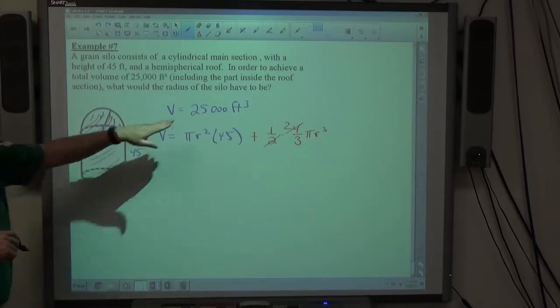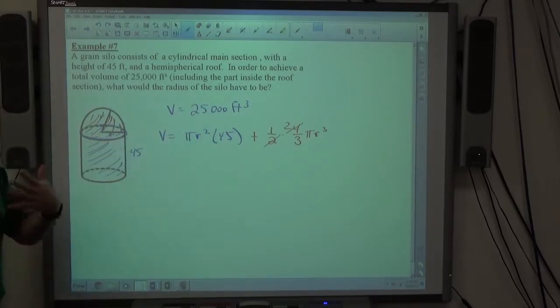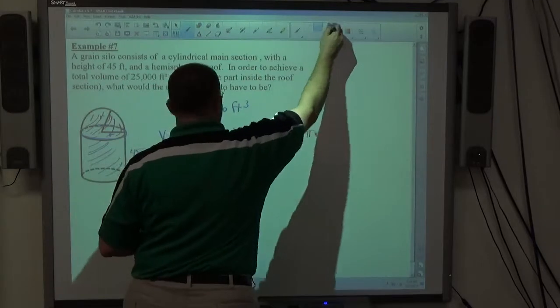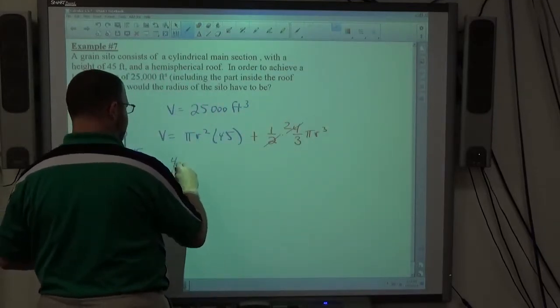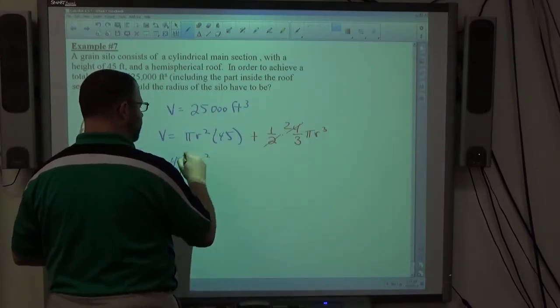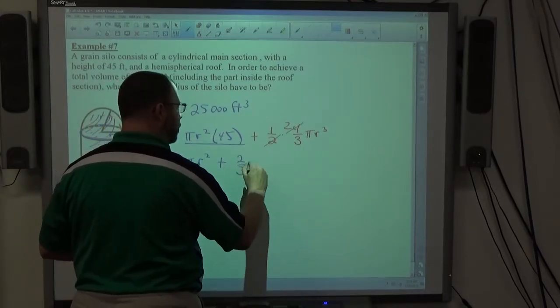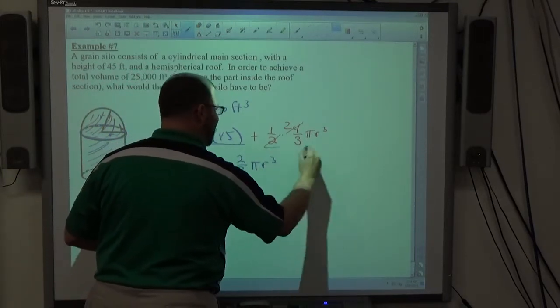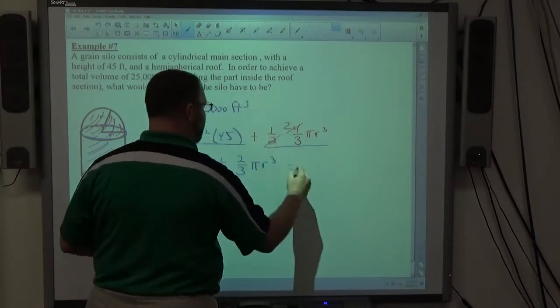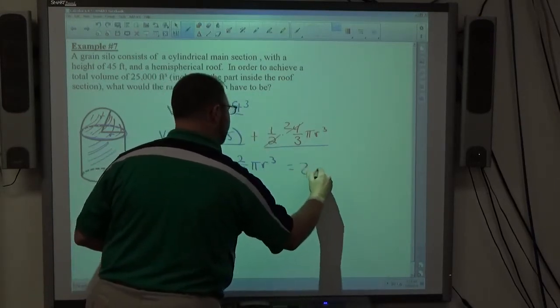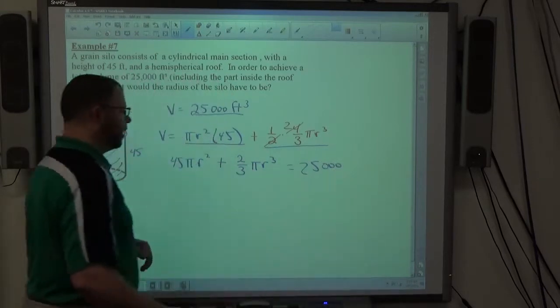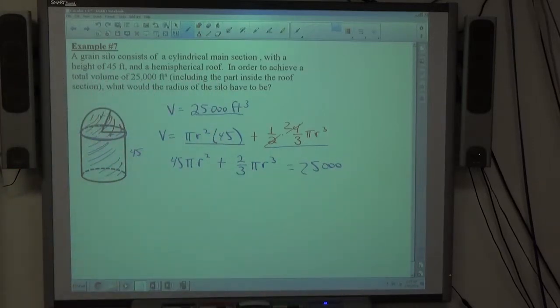So just like that, we can very easily create a volume formula for this structure. And we know the volume is supposed to be 25,000 cubic feet. So what I'm going to end up with is 45 pi r squared, this part, plus 2/3 pi r cubed, which is that part, equals 25,000 cubic feet. And just like that, I've created myself a polynomial equation, and I want to use Newton's method to solve it.